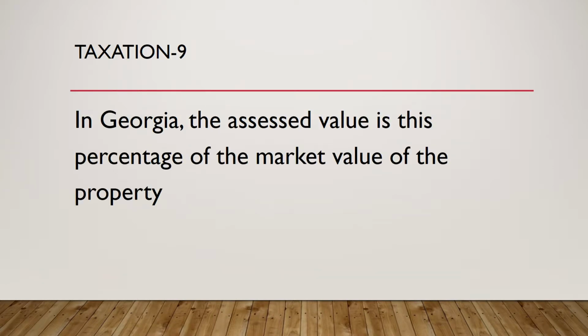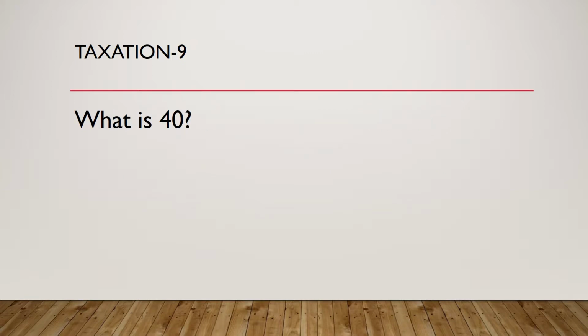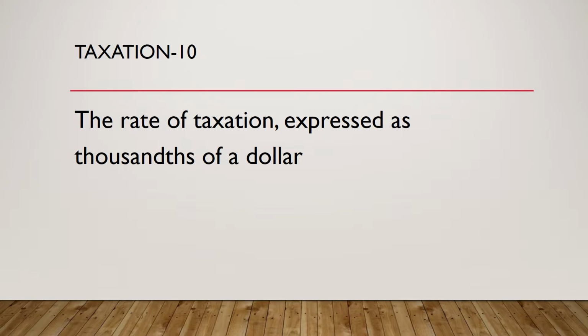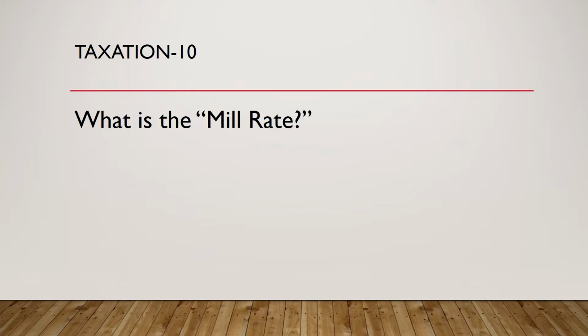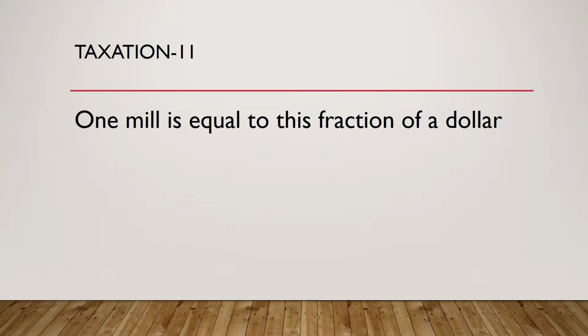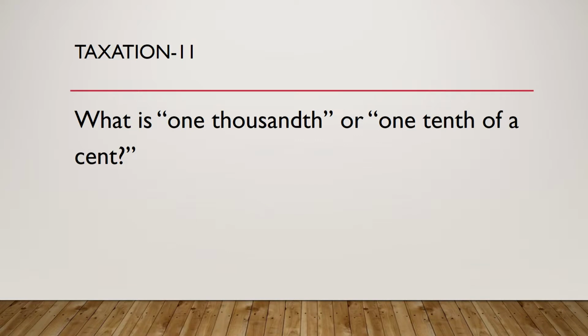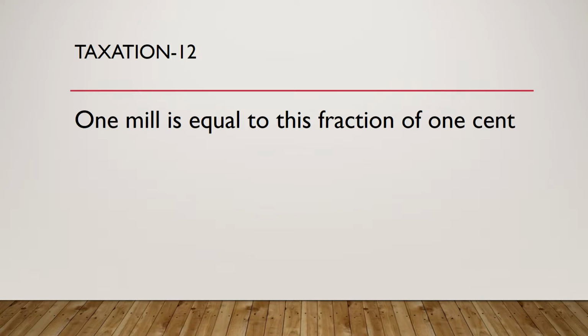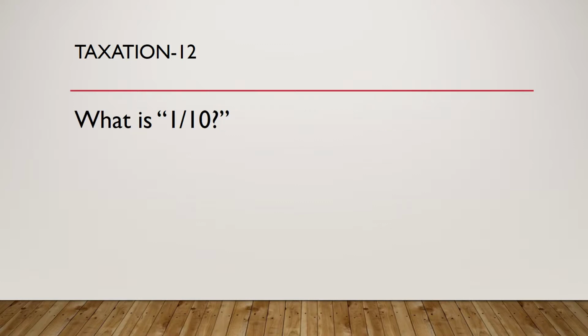Question 9. In Georgia, the assessed value is this percentage of the market value of the property. What is 40? Question 10. The rate of taxation expressed as thousandths of a dollar. What is the mill rate? Question 11. 1 mill is equal to this fraction of a dollar. What is 1/1000th or 1/10 of a cent? Question 12. 1 mill is equal to this fraction of 1 cent. What is 1/10?